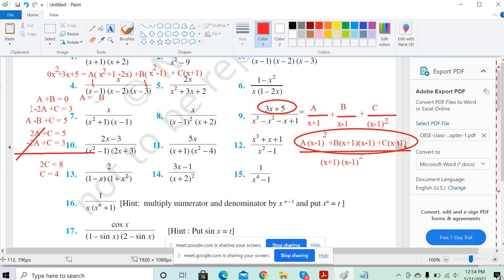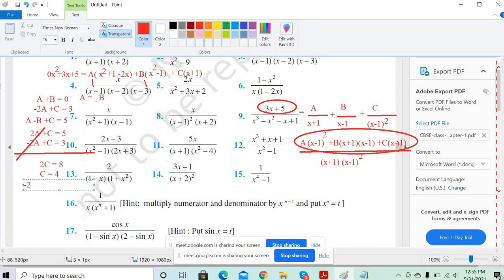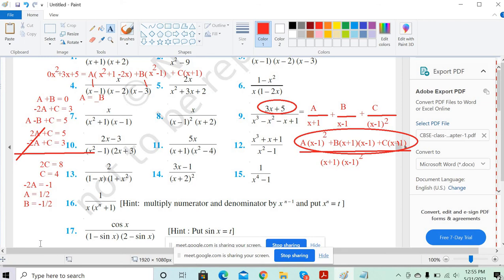When we got c equal to 4, substitute in minus 2a plus c equal to 3. So minus 2a will be equal to 3 minus 4, minus 1. So a will be equal to 1 by 2. Then b is basically negative of a, so b will be equal to minus 1 by 2. Got it? So you got a is 1 by 2, b is minus 1 by 2, c is 4.